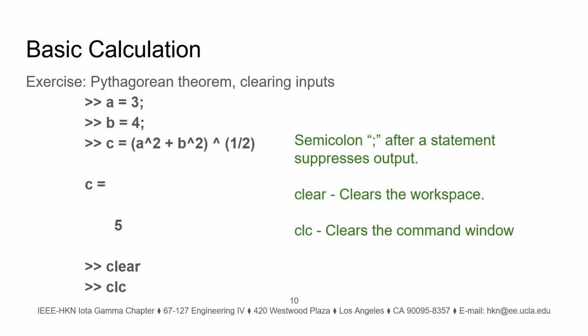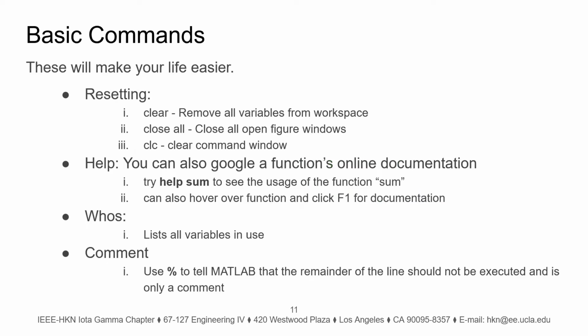The semicolon after a equals 3 and b equals 4 suppresses the output, which means it won't show the value immediately after. In contrast, when we type c equals without the semicolon, it displays the value 5. Clear then clears the workspace, and clc clears the command window. Some other basic commands include resetting, and these commands fall into that category. Clear removes all variables from the workspace. Close all closes all open figure windows. clc clears the command window, as I mentioned earlier.